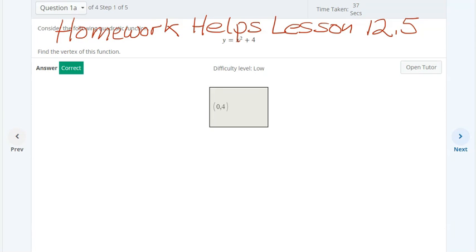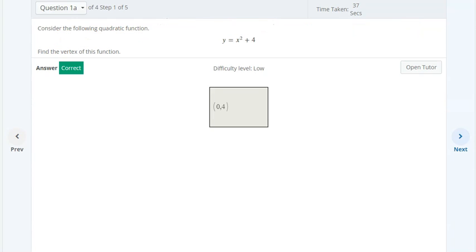All right, this will be a homework help for lesson 12.5. And keeping in mind, you've done the flipped classroom video, and my pen is working so much better now. We're asked to find the vertex of this function.